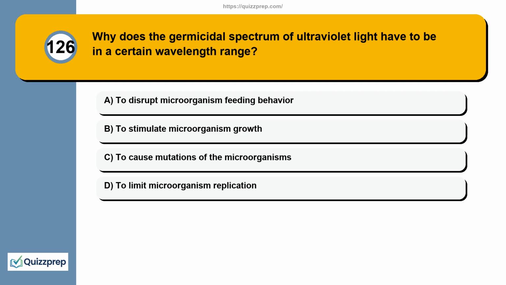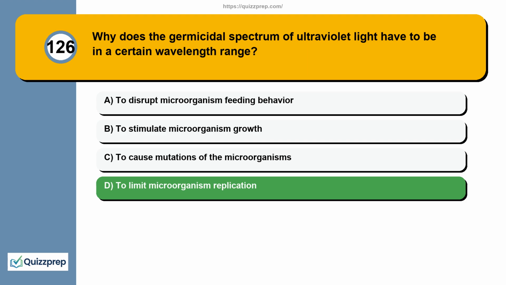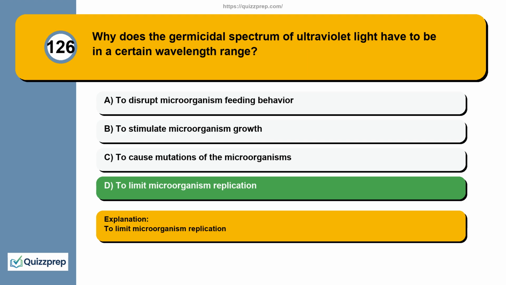Why does the germicidal spectrum of ultraviolet light have to be in a certain wavelength range? Option A. To disrupt microorganism feeding behavior. Option B. To stimulate microorganism growth. Option C. To cause mutations of the microorganisms. Option D. To limit microorganism replication. The correct answer is option D. To limit microorganism replication.